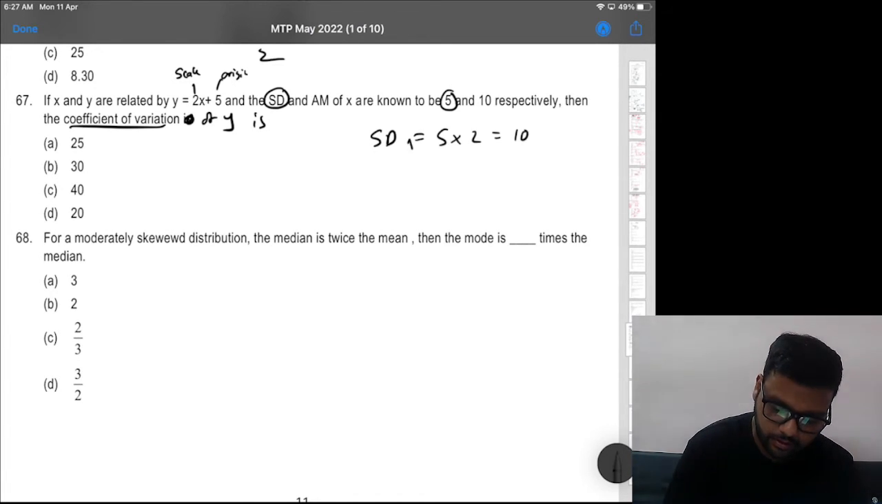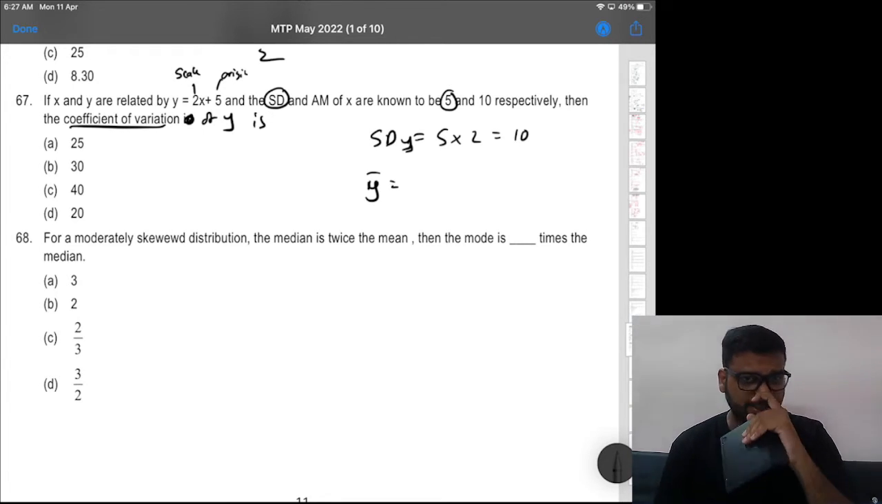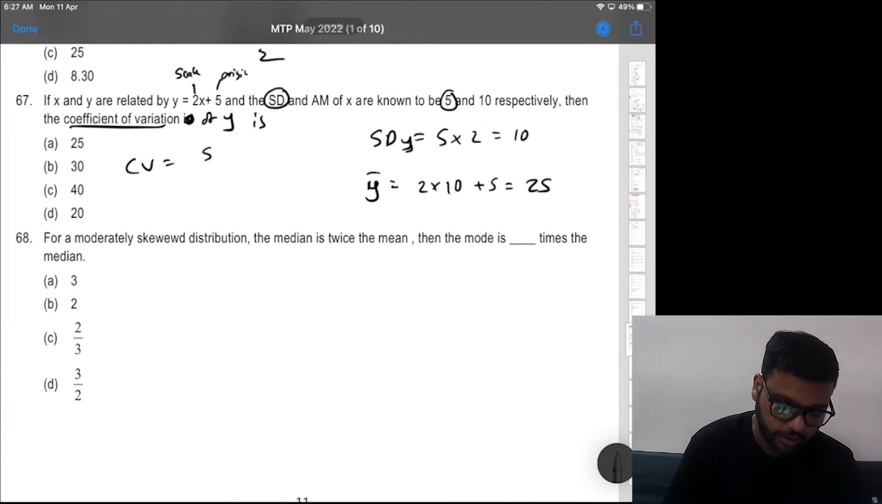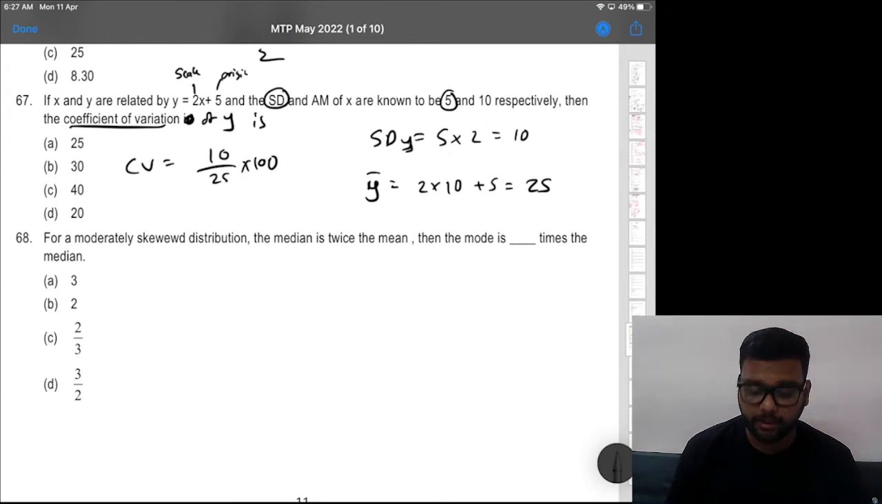10. And mean will become y bar. That is affected by change of origin also and scale also. That means we'll have to multiply this 10 by 2 also and then add 5 also, which is 25. Now coefficient of variation is what? SD upon mean into 100. So what is 10 by 25 into 100? 40. 40 is the correct answer.